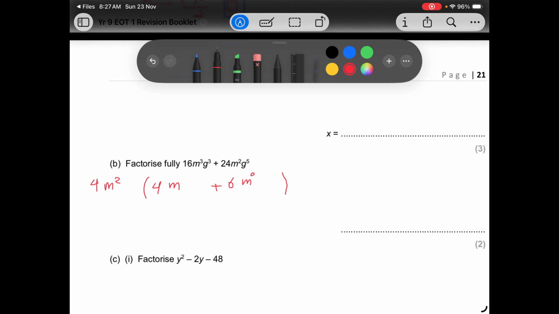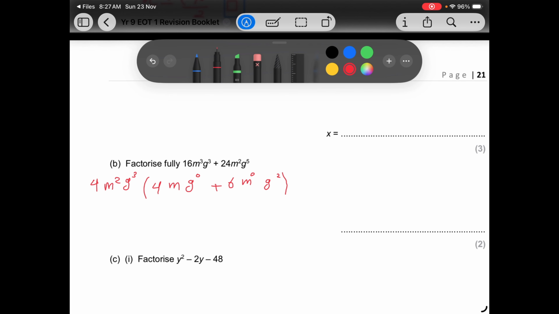Because I removed m to the power of 2. When it comes to g to the power of 3 and g to the power of 5, g to the power of 3 is smaller, the power is smaller, so I will remove this g to the power of 3 from the scene. So it will be here only g to the power of 0, or you don't have to write it, it's up to you. And here g to the power of 5, we removed already g to the power of 3, so the remaining will be g to the power of what?